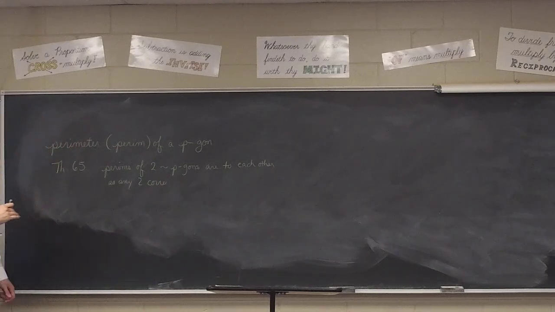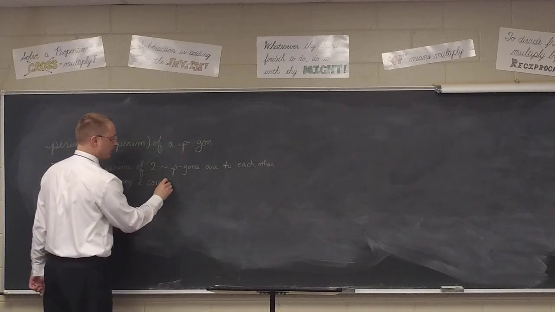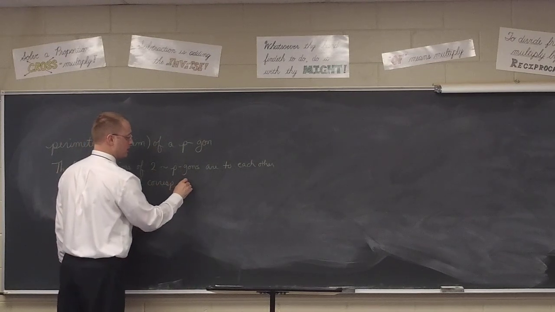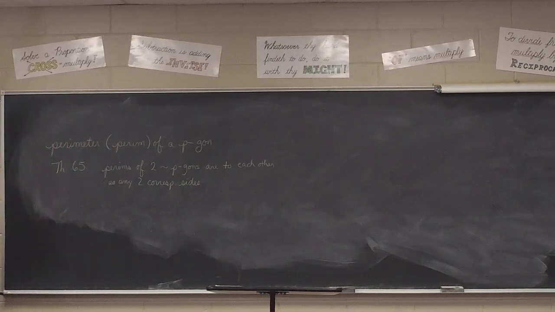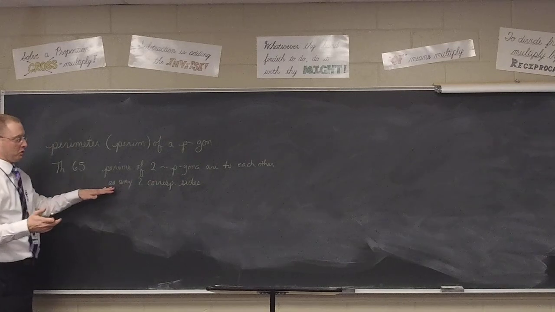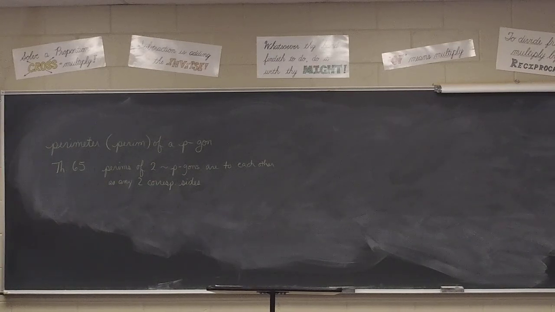The perimeters of two similar polygons are to each other as any two corresponding sides. What did I say previously? Ratio. As the ratio of any two corresponding sides. It means the same thing. But "are to each other as" implies a proportion, so either "are to each other as any two corresponding sides" or "as the ratio of any two corresponding sides" would work. Means the same thing.